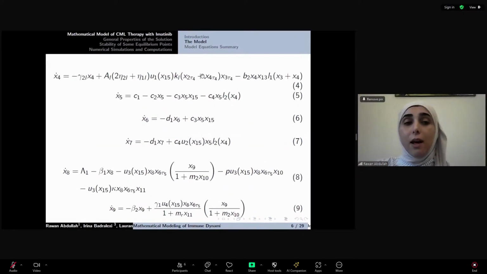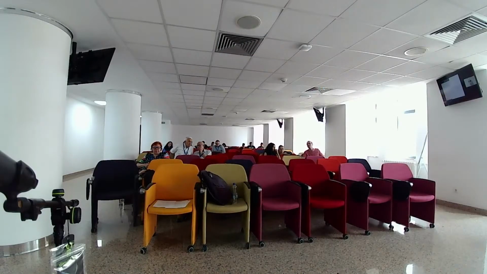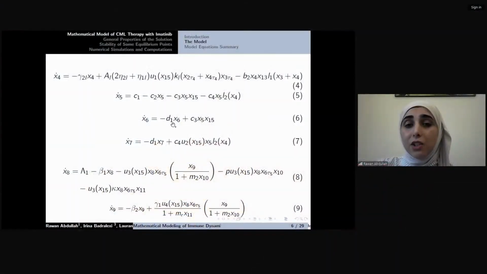Now the fourth equation represents the concentration of mature leukemic cells, in which the last term represents the mortality due to cytotoxic T cells. Equation 5 represents the naive antigen presenting cells, in which C1 is the supply constant, and C2 is the apoptosis rate, and the third and the fourth terms represent the activation by antigen induced during the therapy with imatinib and leukemic cells respectively. Equation 6 represents the mature antigen presenting cells.